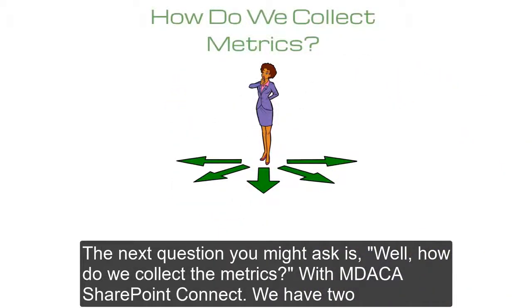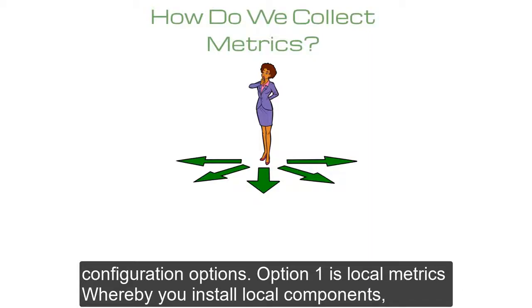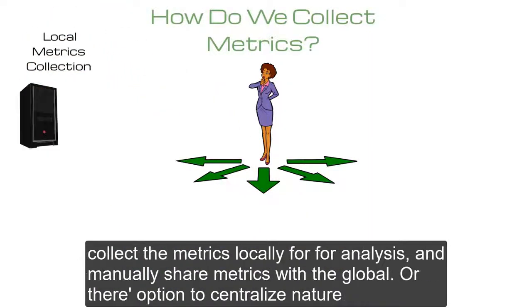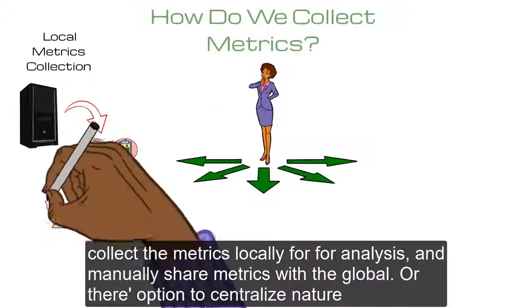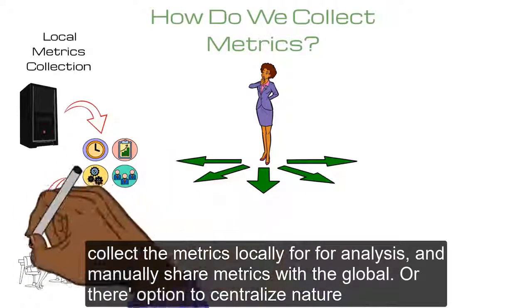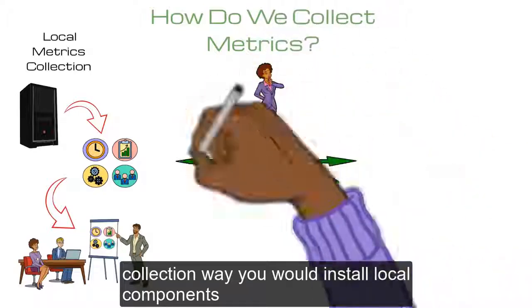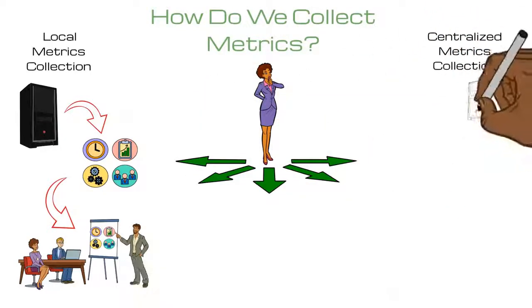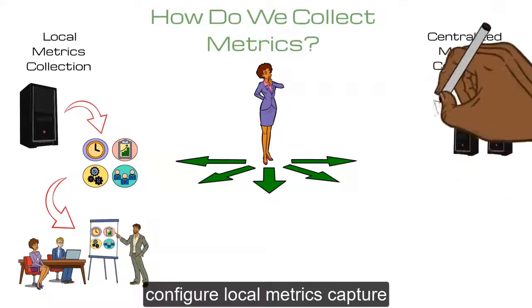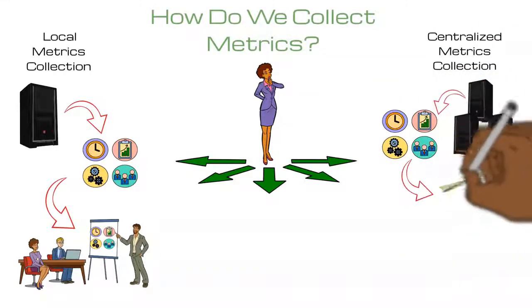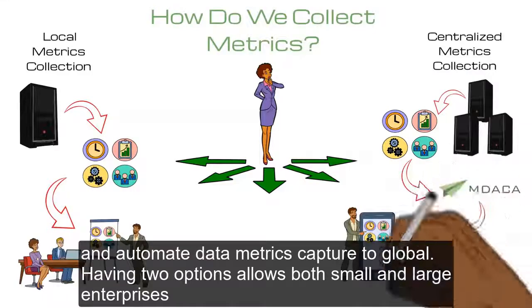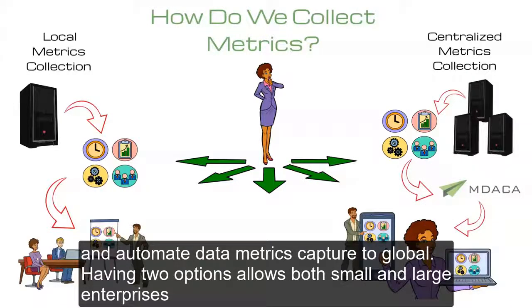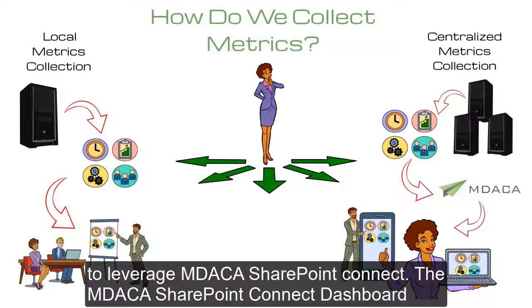With MDACA Connect, we have 2 configuration options. Option 1 is local metrics, whereby you install local components, collect the metrics locally for analysis, and manually share metrics with global. Or there's option 2, centralized metric collection, where you would install local components, configure local metrics capture, configure global MDACA connector, and automate data metrics capture to global. Having 2 options allows both small and large enterprises to leverage MDACA SharePoint Connect.